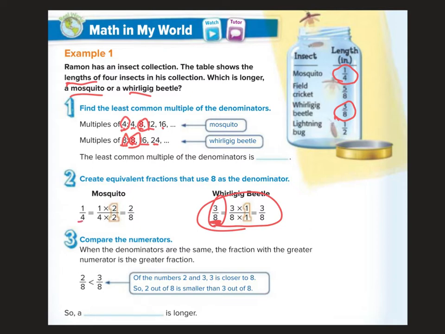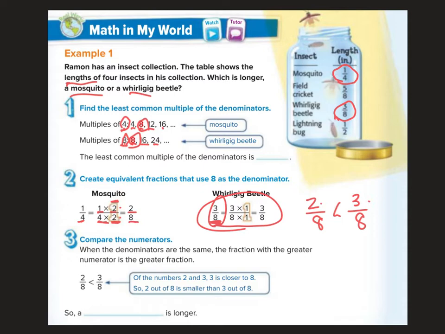Now 1/4 does not have a denominator of 8, so I need to multiply it by 2/2, because 4 times 2 is 8. Whatever I do to the denominator, I also need to do to the numerator. So 1 times 2 is 2, 4 times 2 is 8. Now we're going to compare the fractions 2/8 and 3/8. If I cut a pizza into 8 equal pieces, here I'm eating 3, here I'm eating 2, we know that 3 is going to be the larger number.